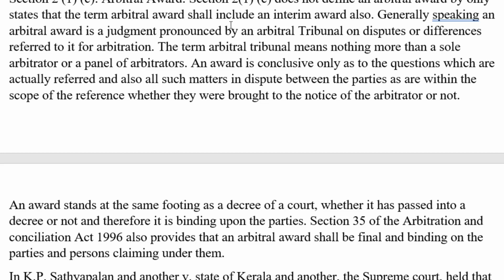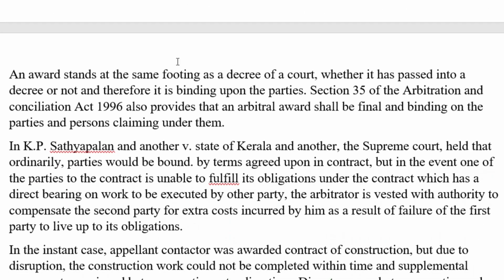Under section 2(1)(c), it does not define the arbitral award, but the arbitral award includes the interim award as well as the final award. And here you have to write all the things with regard to the arbitral award and the arbitral tribunal, and how the arbitrator has to deal with the matter. Under section 35 of the Arbitration and Conciliation Act, it provides that the arbitral award is binding and final on the parties and persons claiming under them.